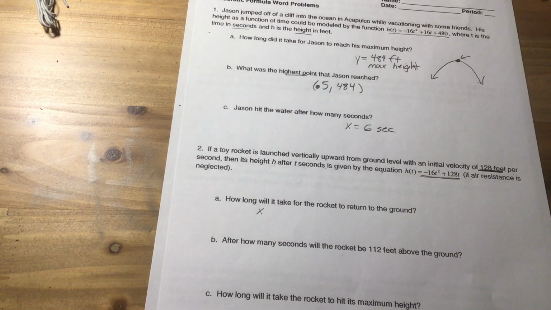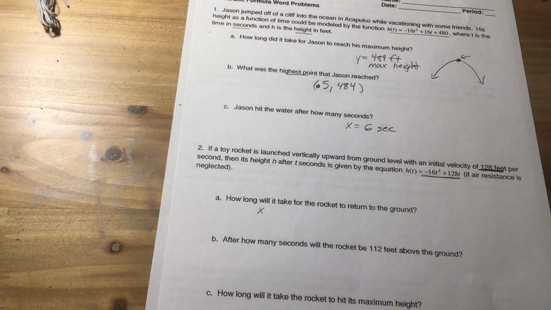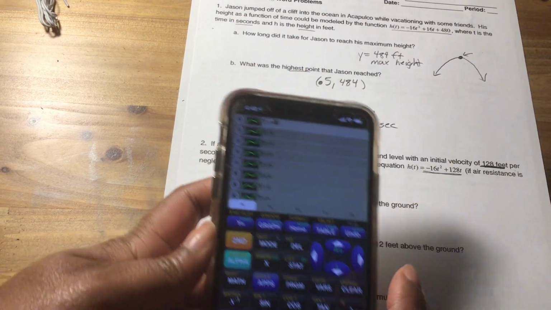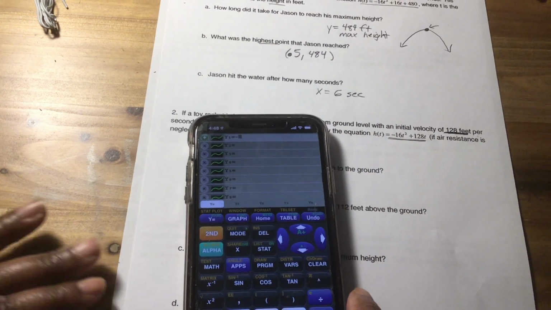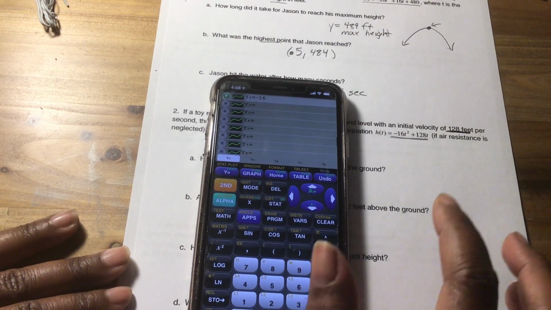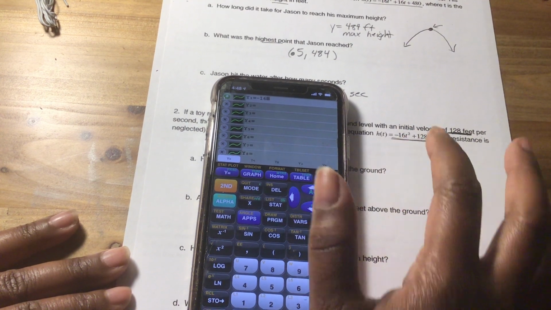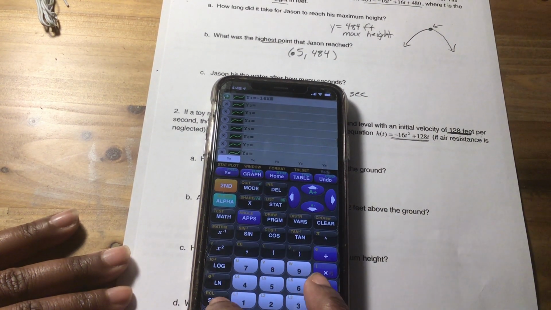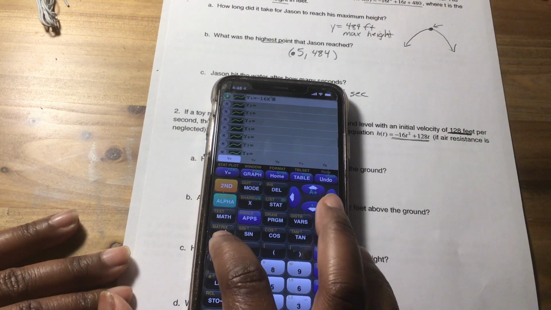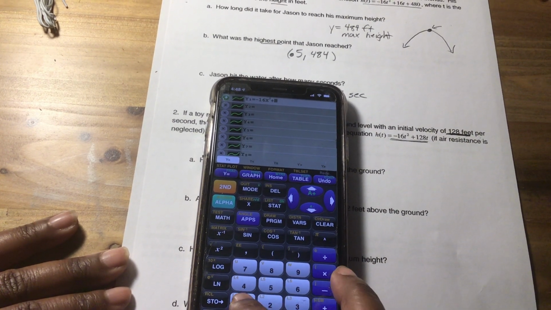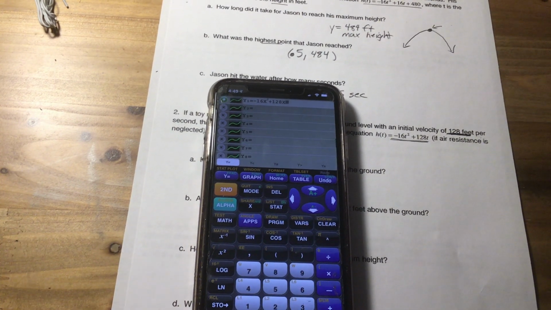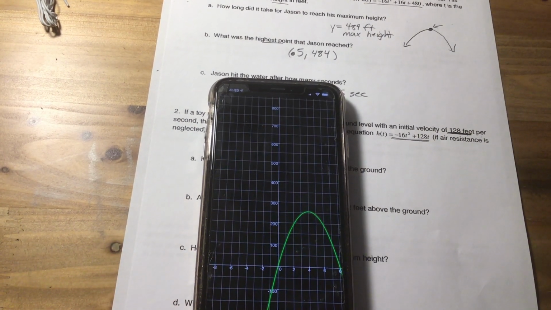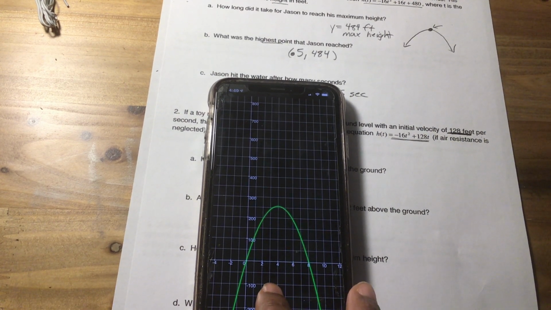So we're going to go back to our calculator. In our y equals, I'm going to clear the equation that's there and type the new equation in. That's going to be negative 16. Again, remember that is gravity, this negative 16, x squared, and then plus 128x. Don't forget the x. All right, so when I graph this, this is the graph that I get here.